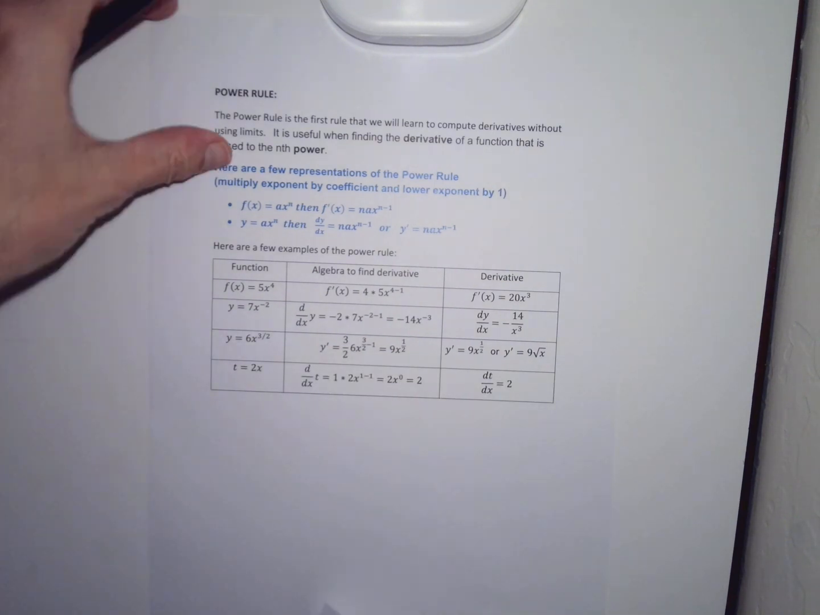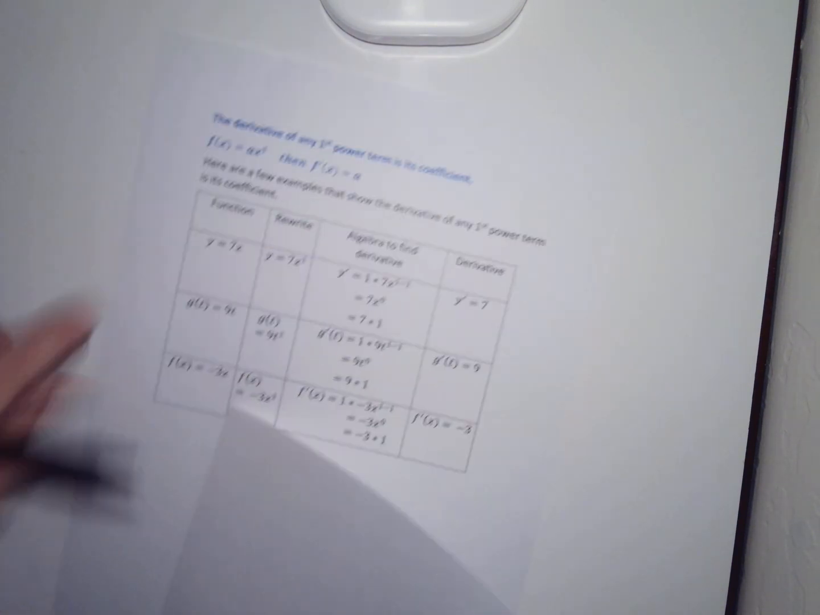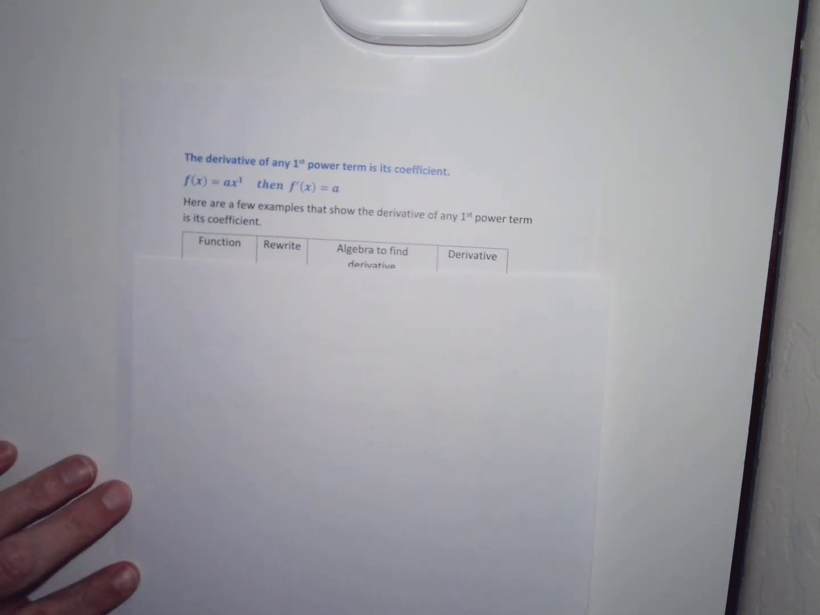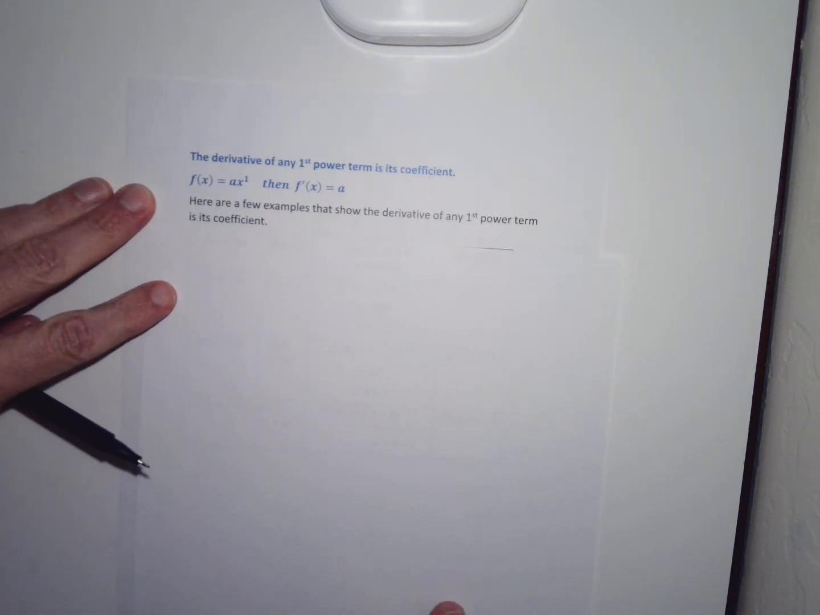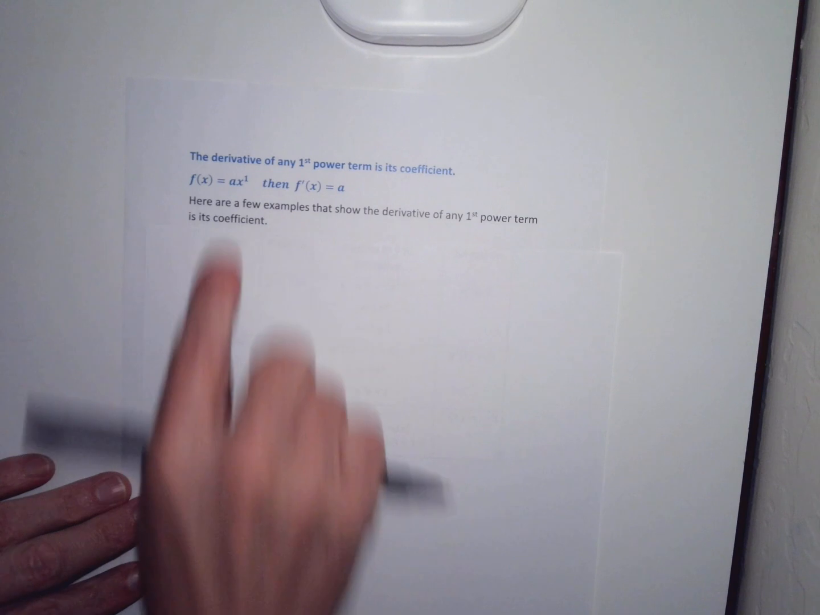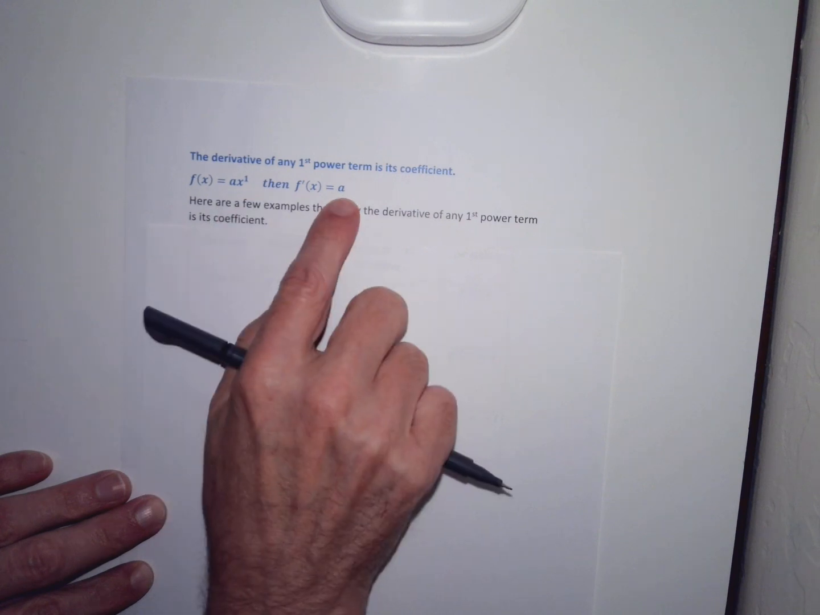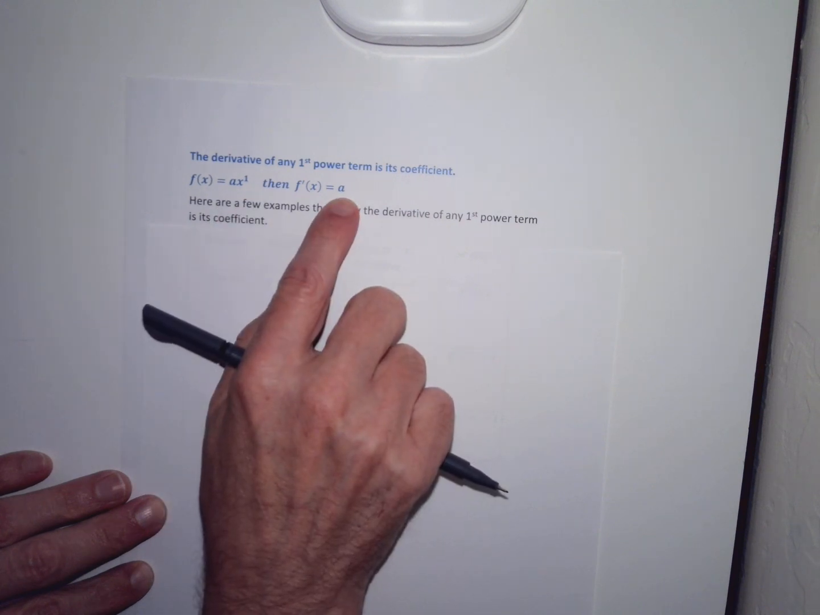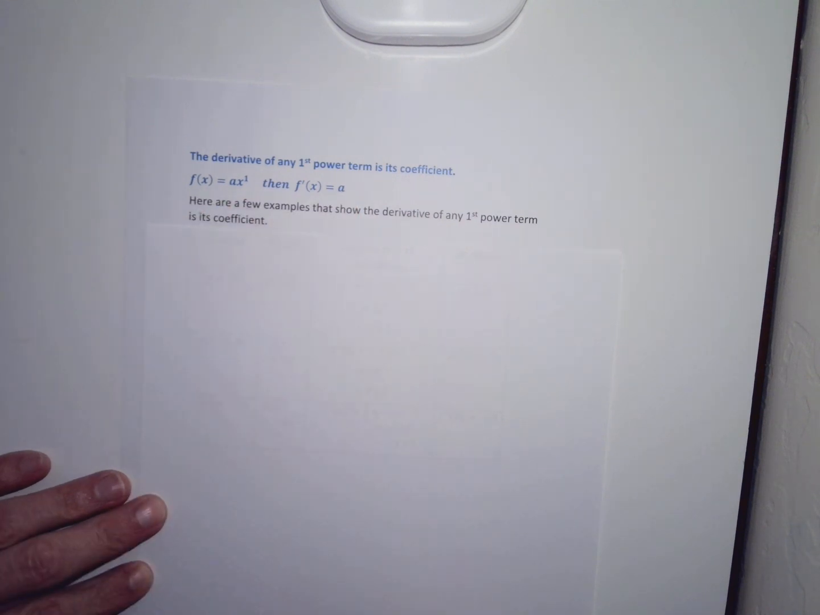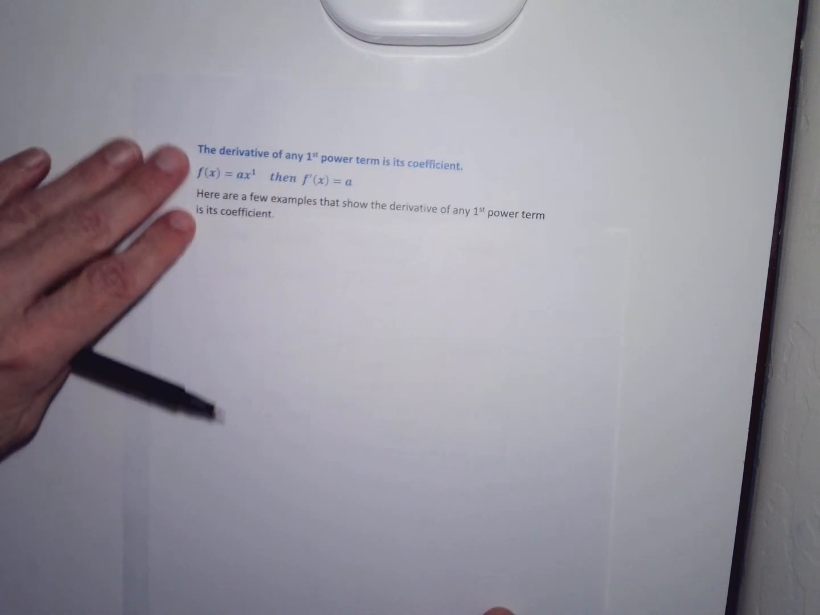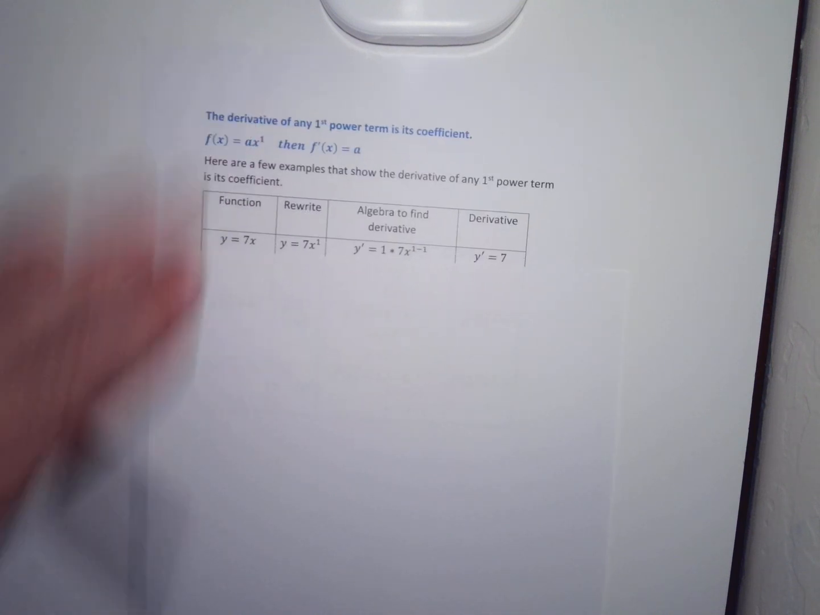Eventually, we get comfortable enough that we start speeding through some derivatives. And the first kind of speed derivative is if I have a number times x to the first power. Without even thinking, I'm going to say the derivative is just the coefficient without doing the actual power rule. And I'll show you why it works and talk about what would happen.